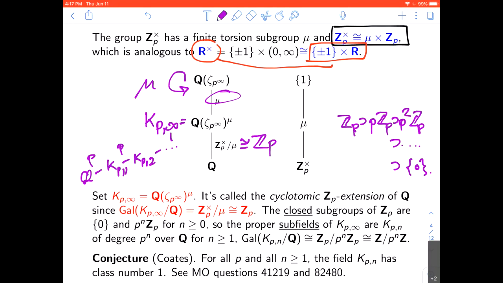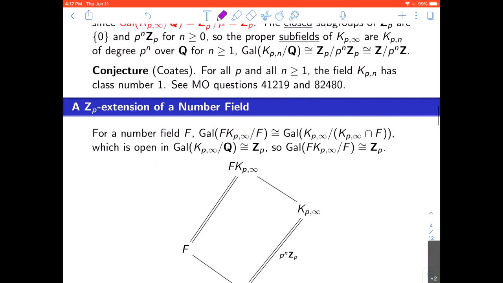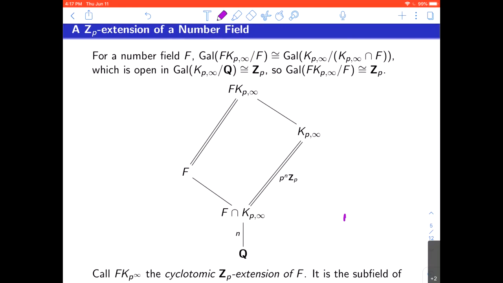Okay, so we saw an example of a Zp extension of the rational numbers. So what about other number fields? Well, you can just take a composite.